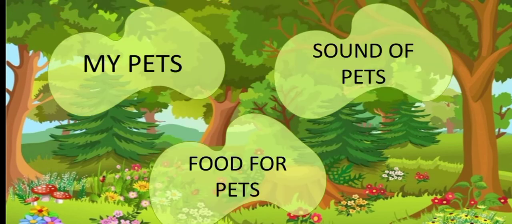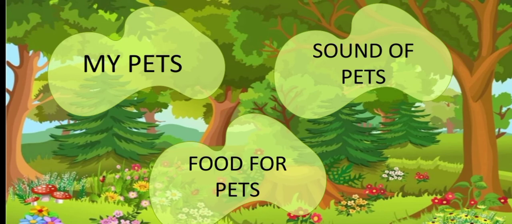So in my flashcard, it has three parts. We can see here the first part is my pets. In my pets, they have all the names, all kinds of pets. The second part is sound of pets. So it has the sounds of pets, what exactly the pet sounds like. And the last part is about food for pets, what pets eat.